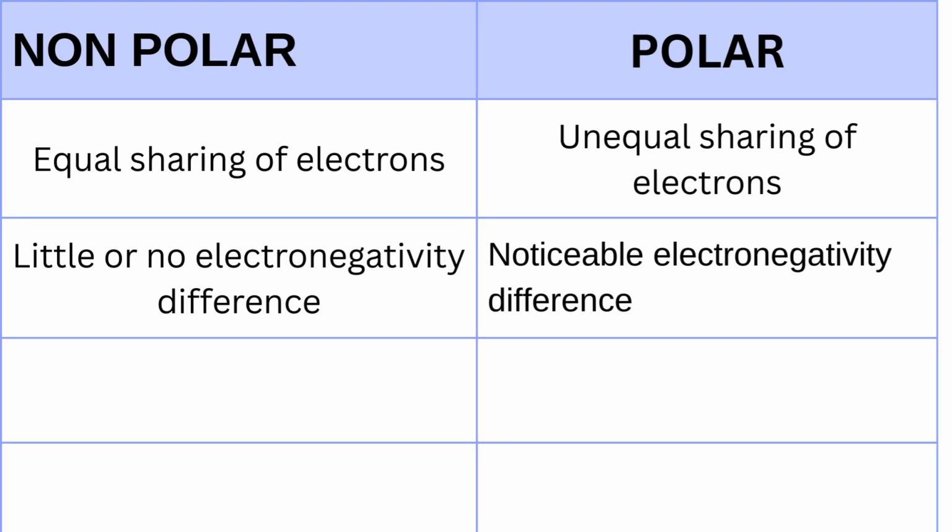Let's compare them quickly. As you can see in the image displayed, a nonpolar covalent bond involves the equal sharing of electrons. Therefore, there is little or no electronegativity difference. On the other hand, polar covalent bonds involve unequal sharing of electrons and a noticeable electronegativity difference. The bigger the electronegativity difference, the more polar the bond.